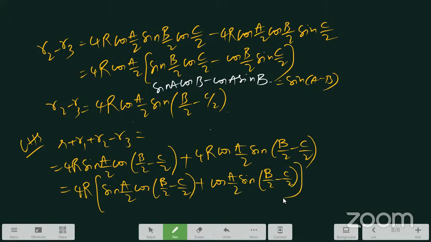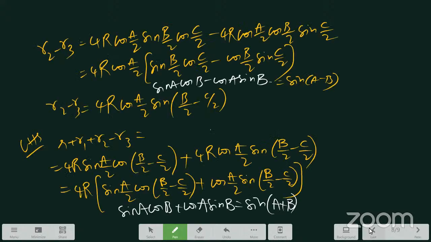Again, this looks like what? Sin A cos B plus cos A sin B, that is sin of A plus B. Is it clear? So what am I going to get for that part? 4R sin of A by 2 plus B by 2 minus C by 2.